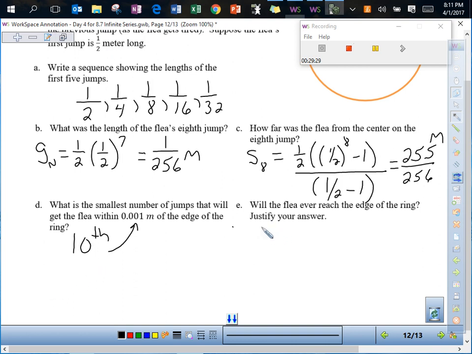On part E, it says, will the flea ever reach the edge of the ring? Technically, no. He's going to get so darn close, we're going to say he does, but technically, mathematically, he never would.